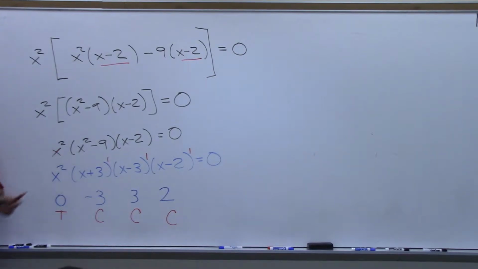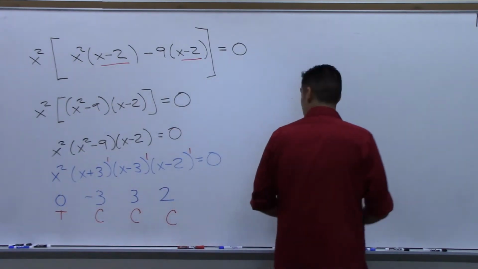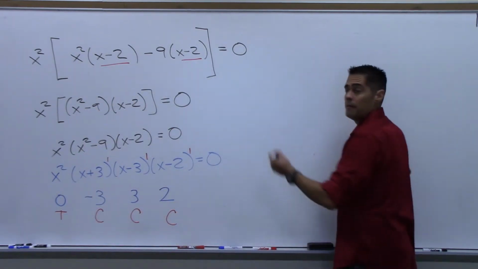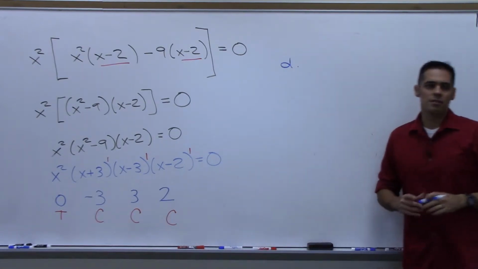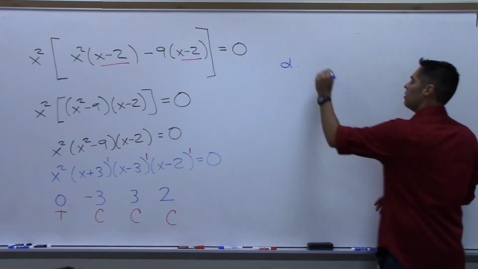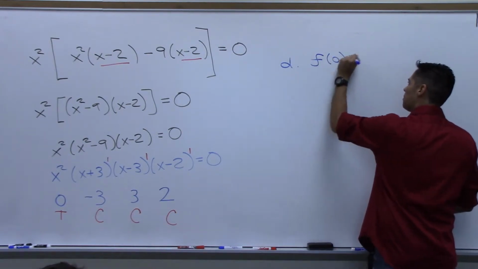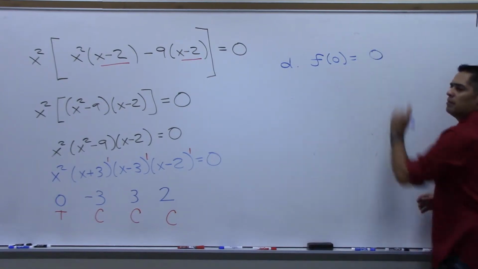With that information, that's all we need to sketch this polynomial. Even though I do ask you to find the y-intercept, so let's do the y-intercept since I asked for it. Those are easy to do because all you have to do is plug in 0 to the function. So what's f of 0? In this particular example, it's 0, isn't it? Yeah. Okay.